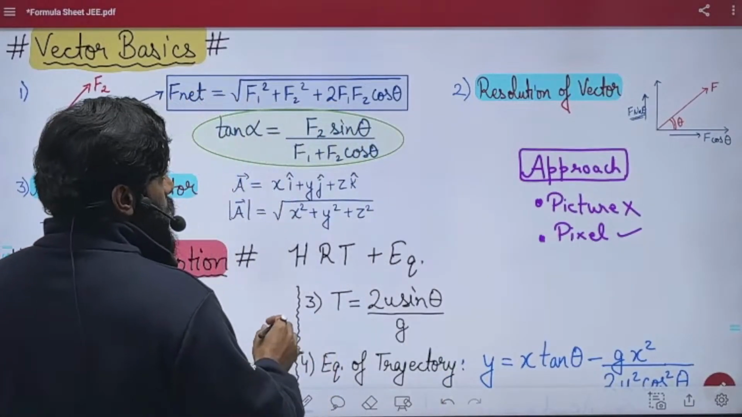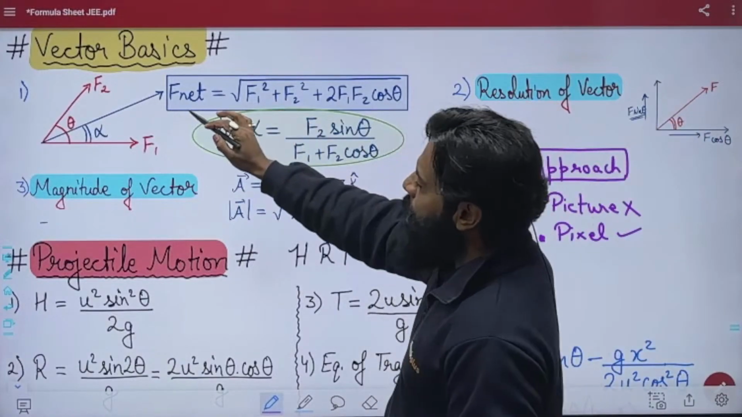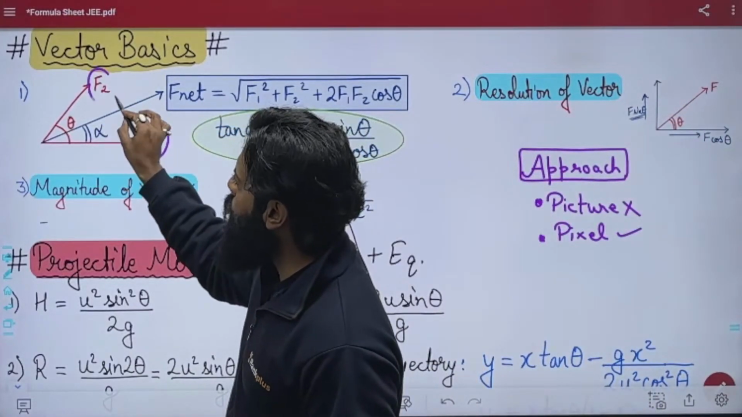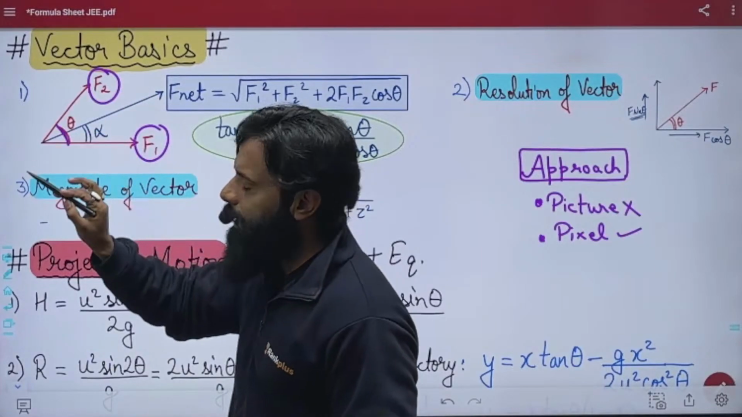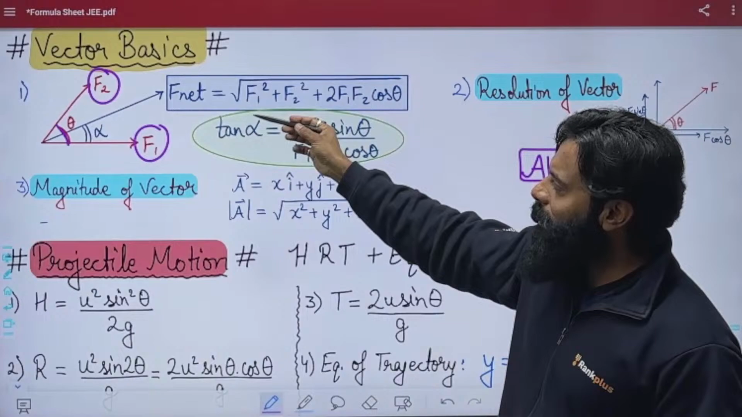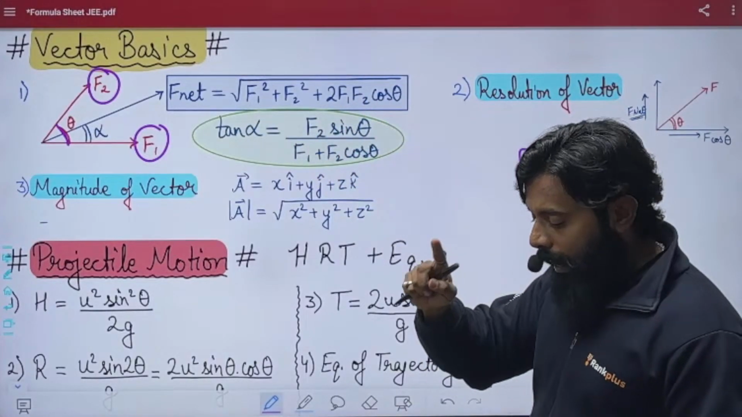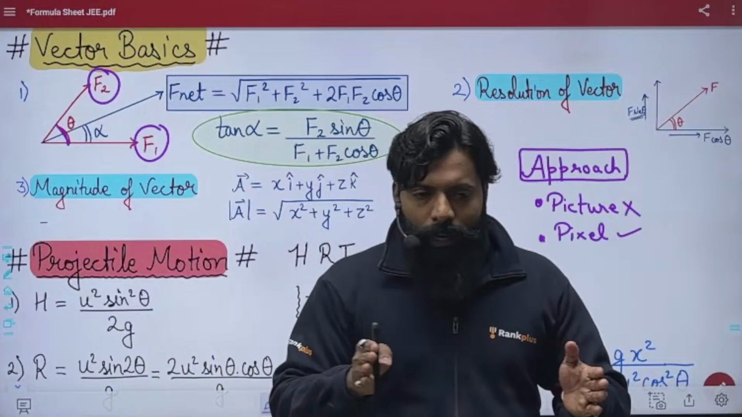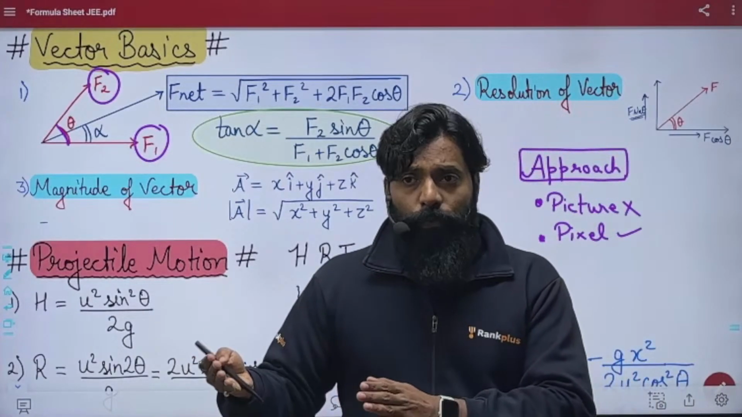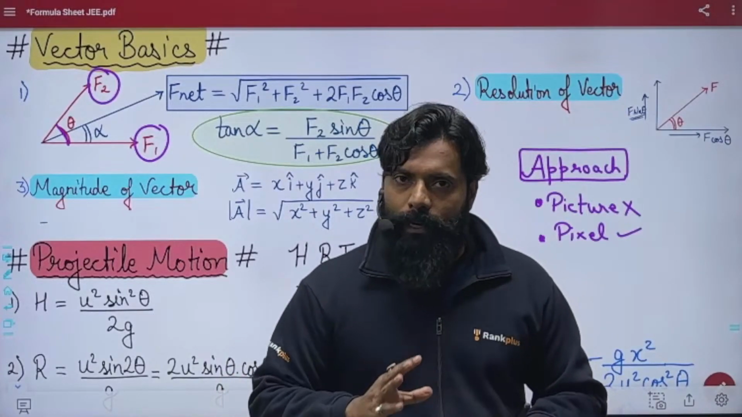Now, I hope that if this is force F cos theta, F sin theta, and if there is force F1 here, F2 here, and an angle theta between them, then the net force will be in terms of F1 square plus F2 square plus 2 F1 F2 cos theta. And remember one thing: when we have a vector quantity, we have to do the vector sum. If we have a scalar quantity, we can simply add or subtract, right?